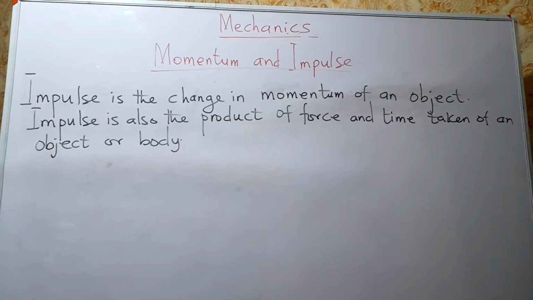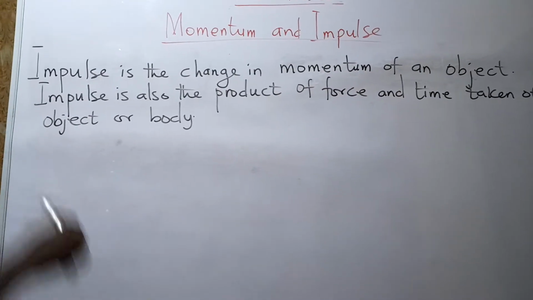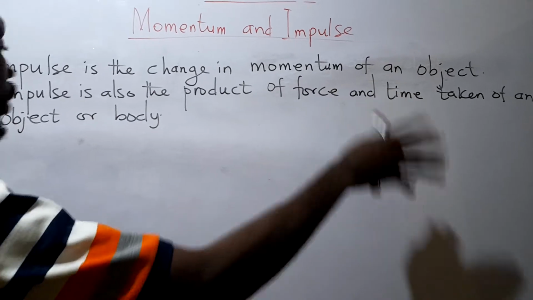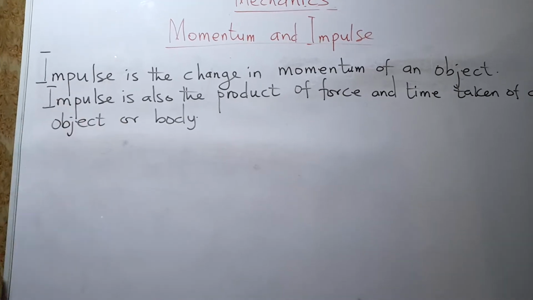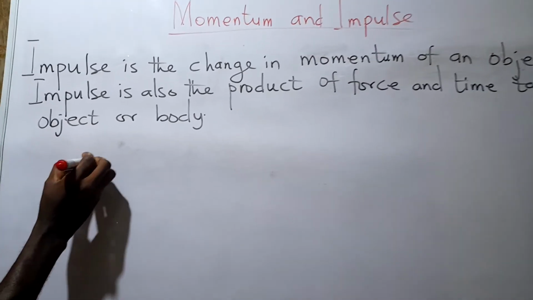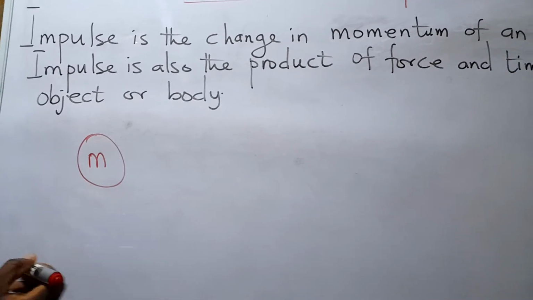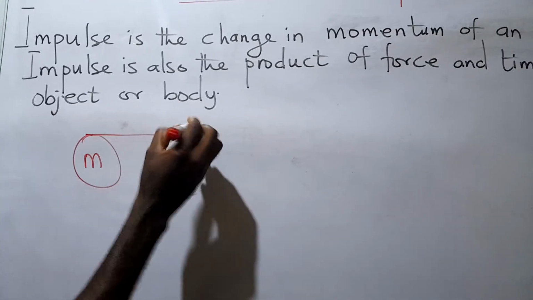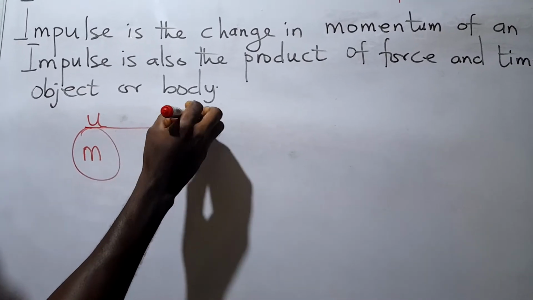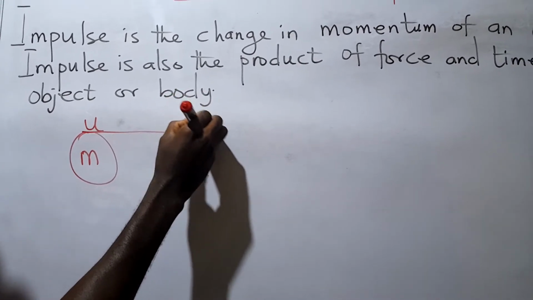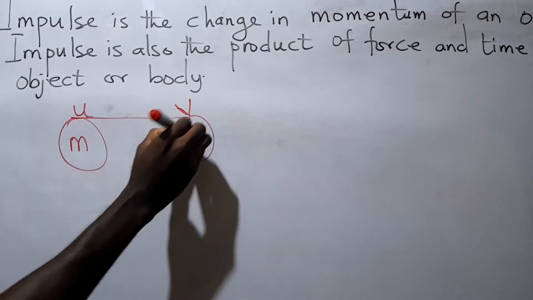So now let's look at what an impulse is. We say impulse is a change in momentum of an object. Impulse is also the product of a force and the time taken on an object or body. Now let's explain the two definitions. Let's say we have a ball of mass m kilograms. This ball was initially moving at a speed of u meters per second, and the ball increases its speed to v meters per second.